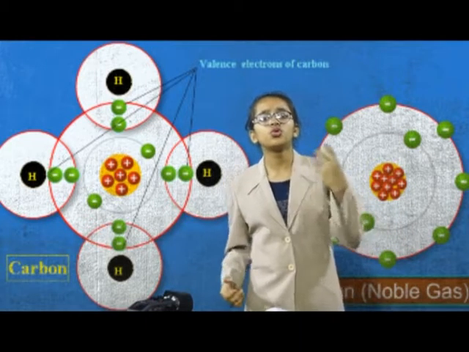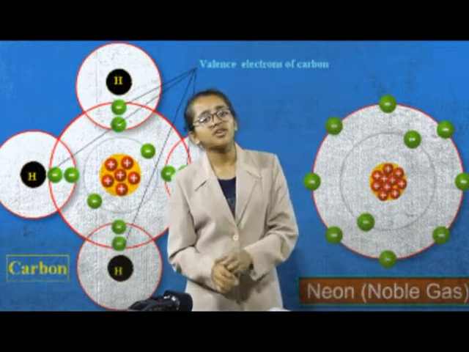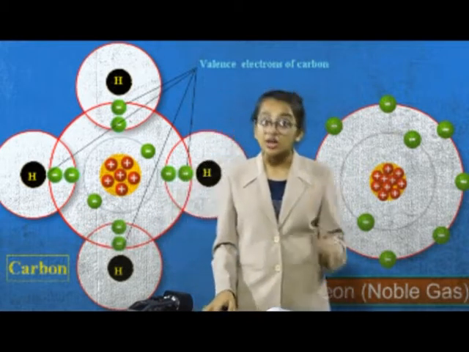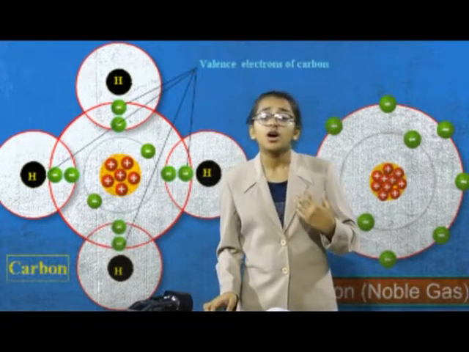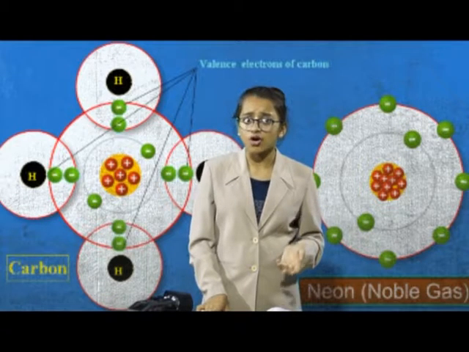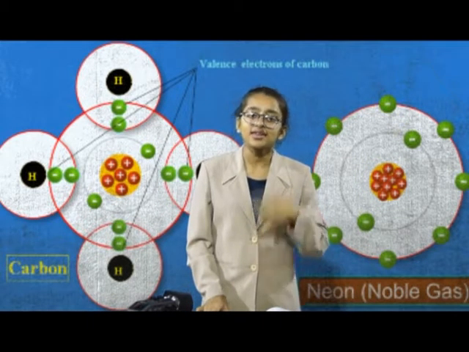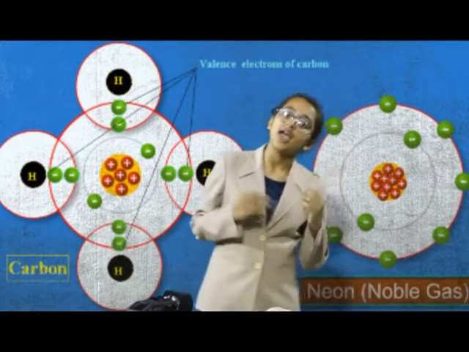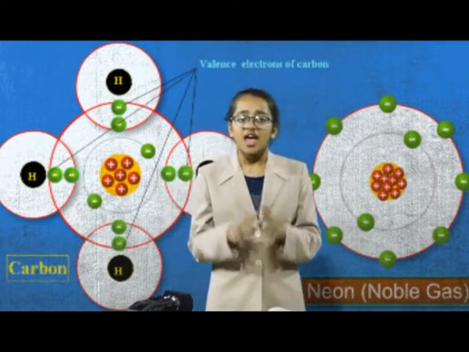Then we go on to some important properties of some important carbon compounds, that is, ethanol and ethanoic acid. First we'll be discussing ethanol, then we'll be discussing ethanoic acid.